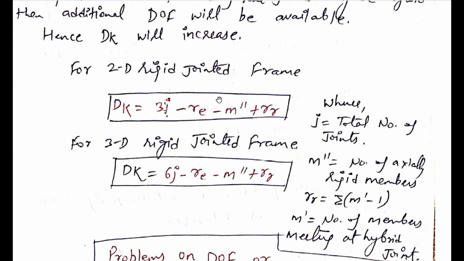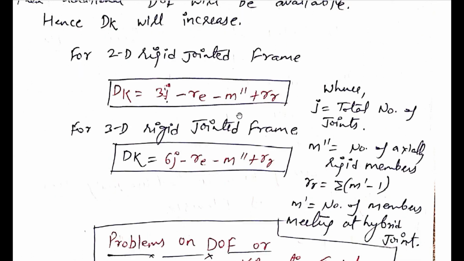In the rr value, m double dash is the number of axially rigid members, and m dash in this case is the number of members meeting at a hybrid joint. For a 3D rigid jointed frame, our formula will be 6j minus re minus m double dash plus rr. rr is calculated as m dash minus 1 for 2D or 3 times m dash minus 1 for 3D, m double dash is the number of axially rigid members, re is the number of external independent support reactions, and j is all types of joints, including supported joint, unsupported joint, hybrid joint or rigid joint.